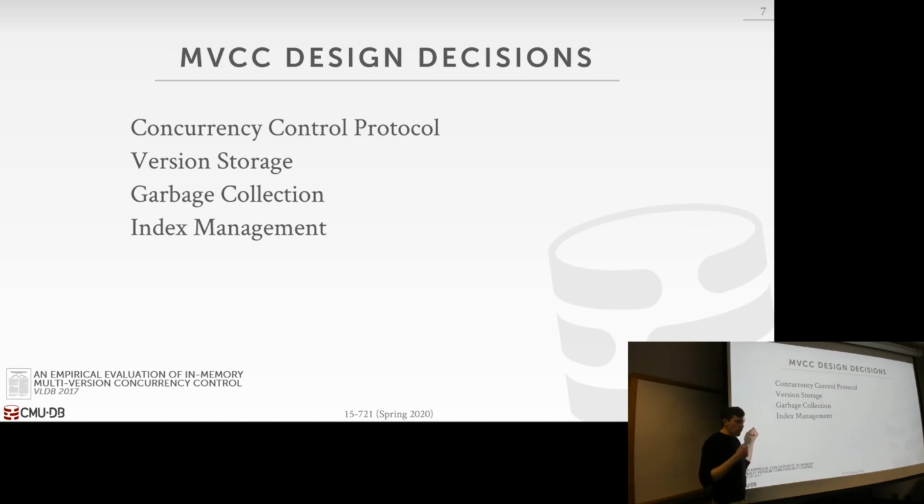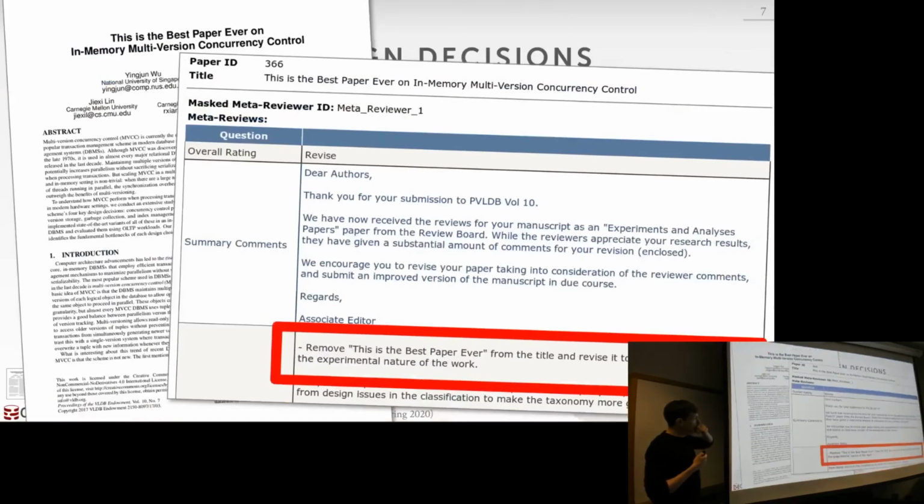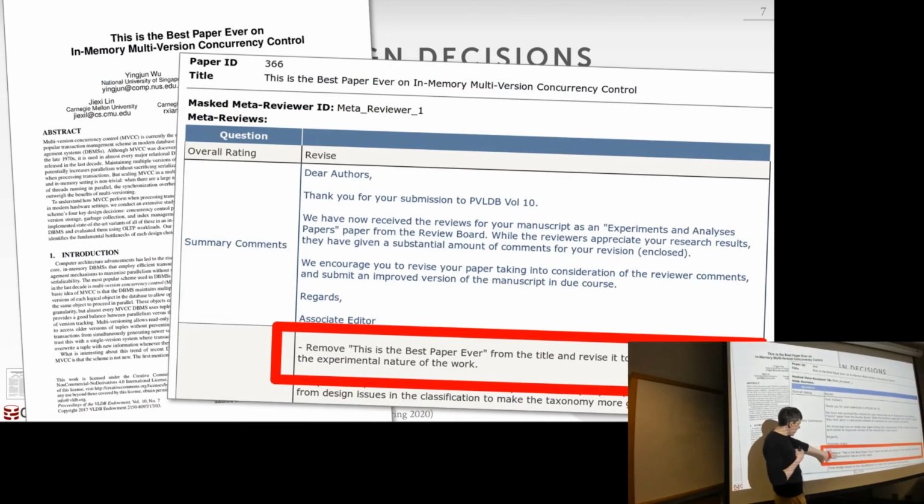So the original name of the paper that I had you guys read was actually, this is the best paper ever on in-memory multi-version concurrency control. And papers are sort of like your children. You're not supposed to pick your favorites. This one is actually one of my favorite ones. I had a lot of fun writing it, and I think the results are very interesting. So we literally submitted the paper with this title. The reviews were very positive, but the very first thing they said was, remove, this is the best paper ever. They were quite adamant about that.